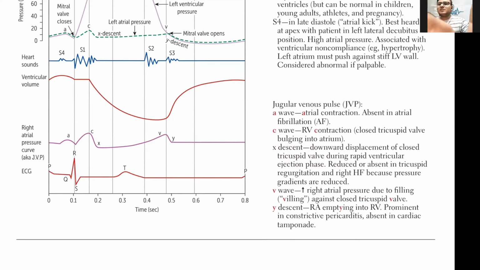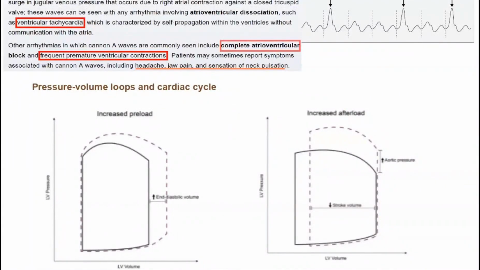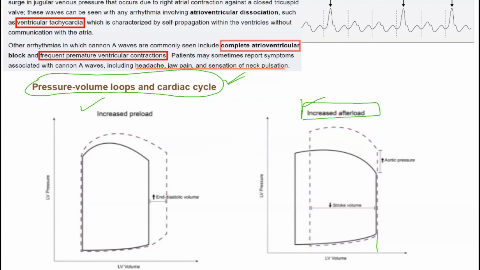Okay, so we discussed the Wiggers diagram. Now we discuss the pressure volume loops. There are different changes, so we will study what changes occur in the pressure volume loop if we increase the afterload, the preload, or the contractility. Is that clear? First, we discuss increasing the afterload. We discussed that this point is the end diastolic volume, and this is the end systolic volume.